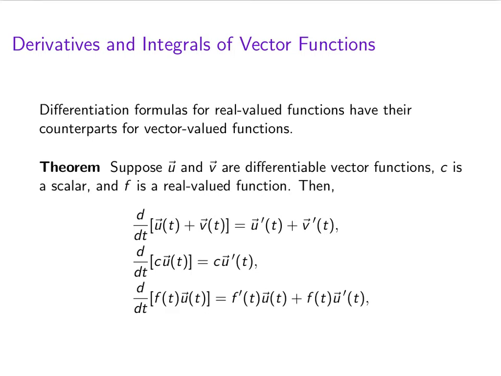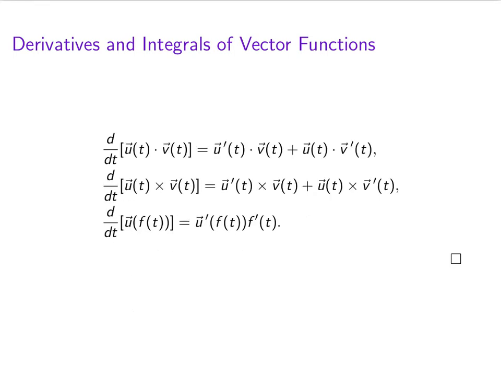The first two are pretty clear. If you differentiate a sum, you just have to differentiate each piece. You can pull constants out of derivatives. Starting with the third one, though, it starts to get interesting. You have a product rule. You also have different types of product rules. You have a dot product rule and a cross product rule. And then you have a chain rule.